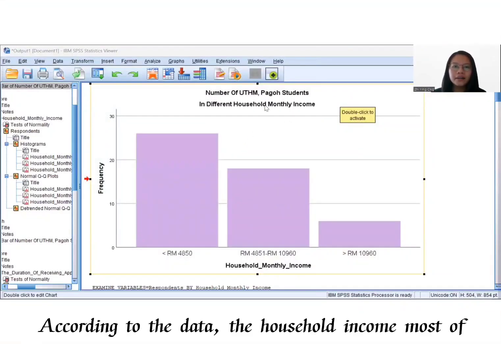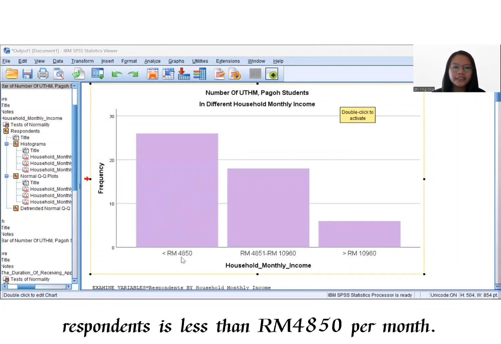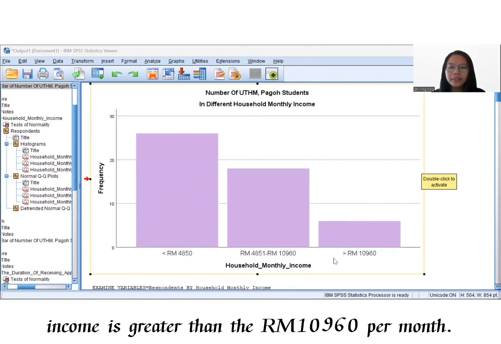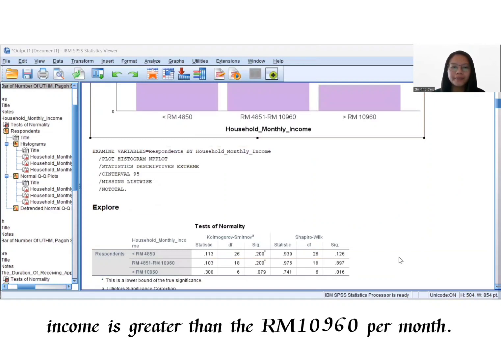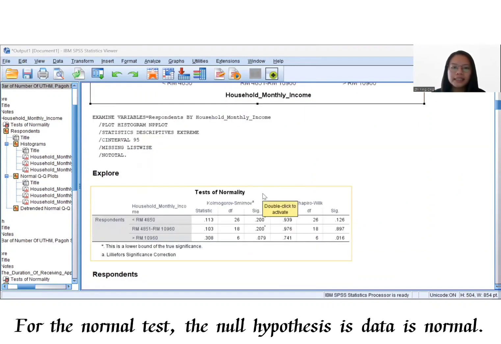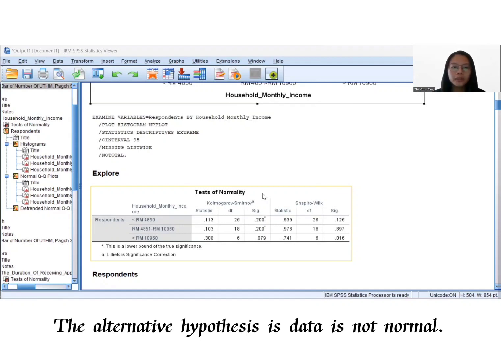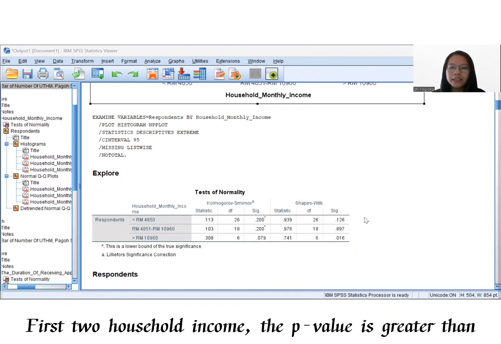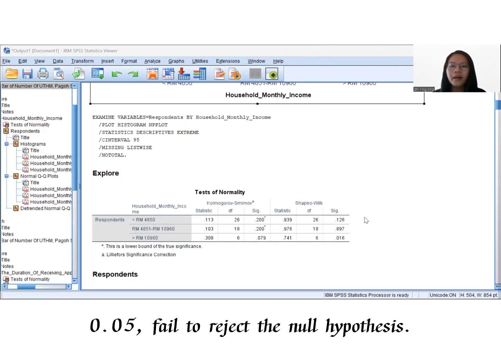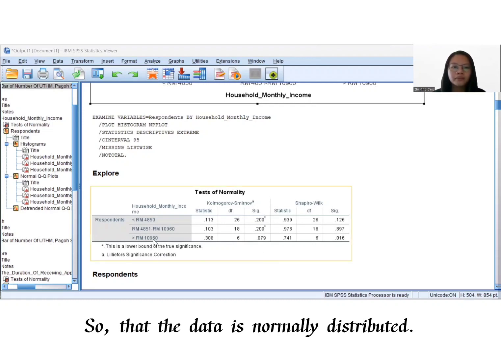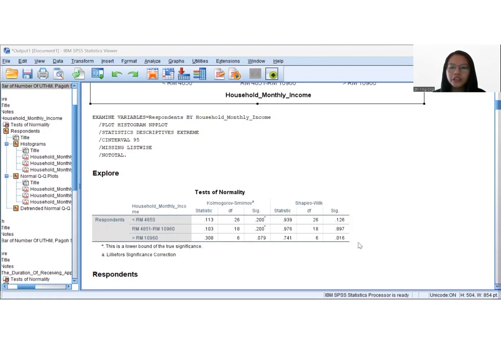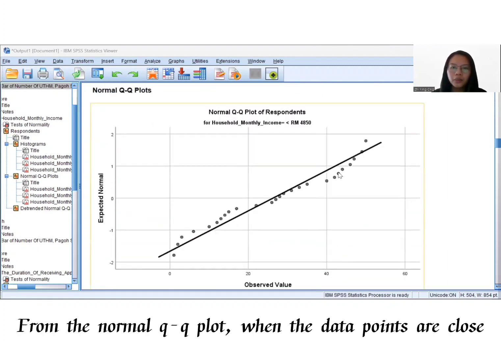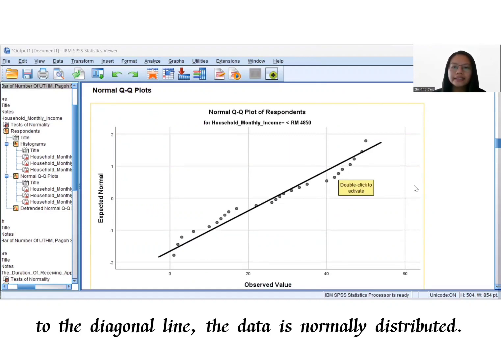According to the data, the household income of most respondents is less than 4,850 ringgit per month, while the least number of applicants have a household income greater than 10,960 ringgit per month. For the normality test, the null hypothesis is that the data is normal, and the alternative hypothesis is that the data is not normal. The Shapiro-Wilk test result is used because there are fewer than 50 observations. For the first 2 household incomes, the p-value is greater than 0.05, so we fail to reject the null hypothesis, and the data is normally distributed. For the last household income, the p-value is smaller than 0.05, so the data is not normally distributed.